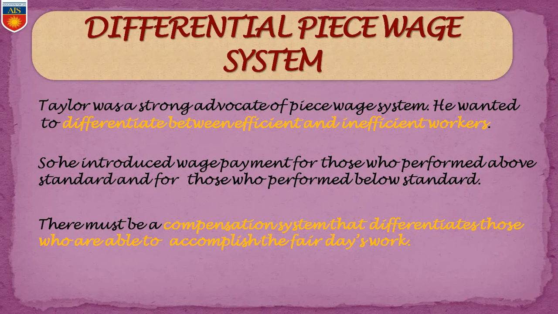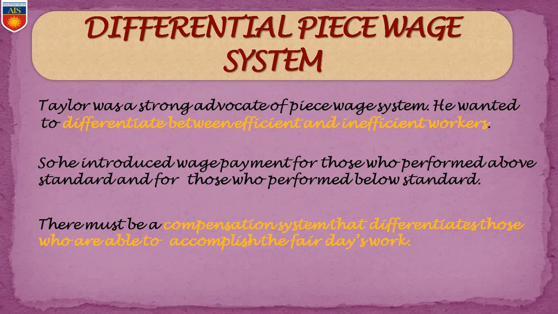The last one and the most important one was the differential piece wage system. According to the differential piece wage system, a higher wage rate was paid to workers who finished the work in less time than the standard time. This standard time was determined in the time study, students. Higher wage to productive workers and lower rate to those who produced less than the standard output.